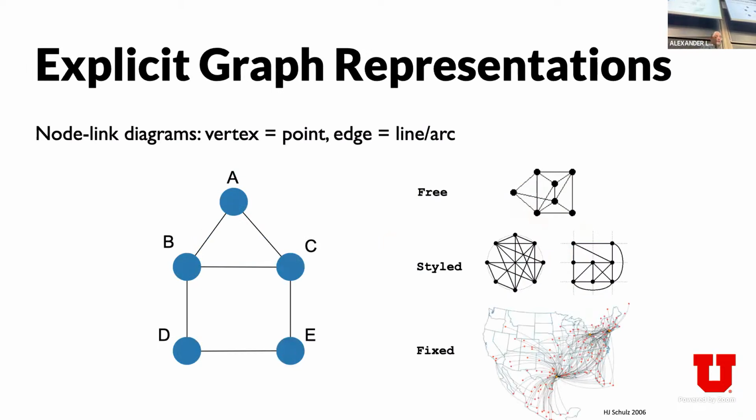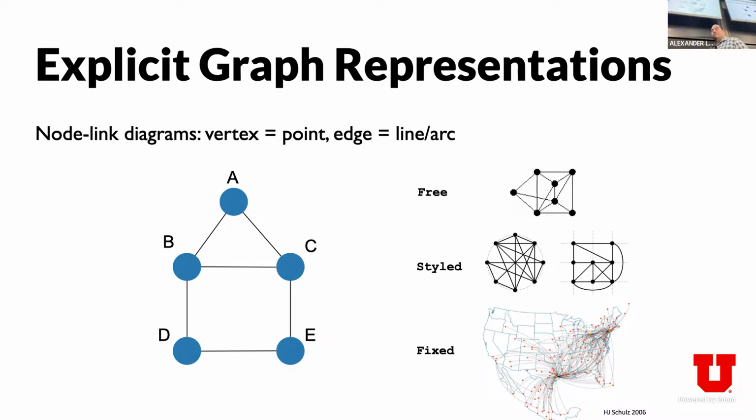So explicit graph representations, as I already said, are the most familiar ones. We have these node-link diagrams where the vertex is a point or some other shaped mark, and the edge is a line or an arc. The problem with these layouts is how do we place the nodes, and how do we draw the edges?